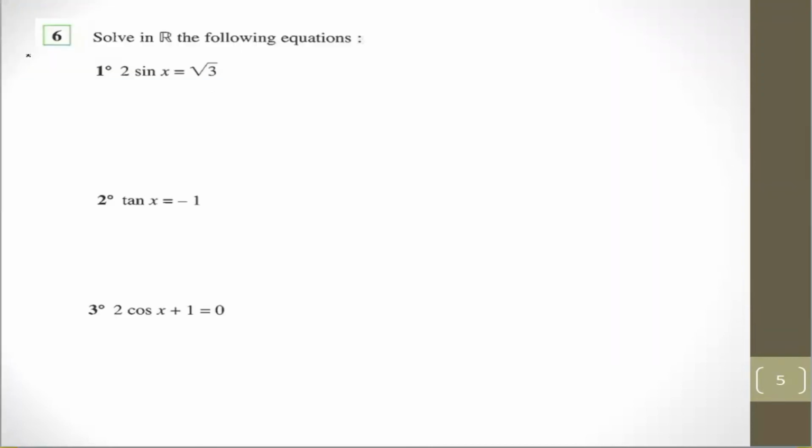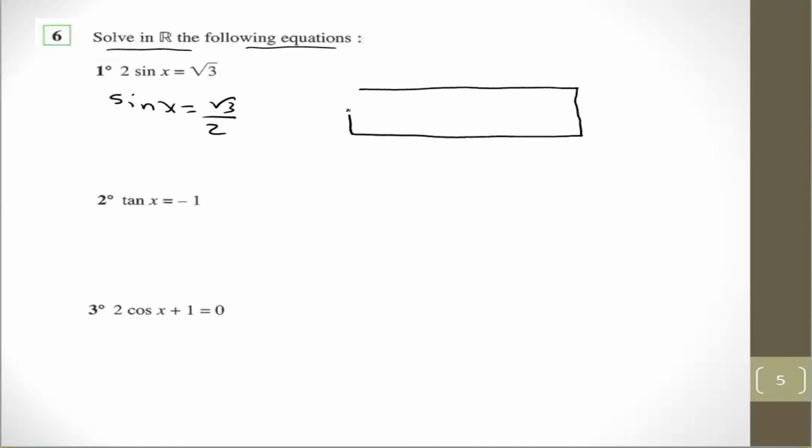Let's start solving some exercises. Solve in R the following equations. 2 sine x equal radical 3. Then you must write sine x equal radical 3 over 2. And in your screen calculator, it must be in radians. Just press shift sine, so it will give you this notation. Just press radical 3 over 2. The output should be the angle that you have.